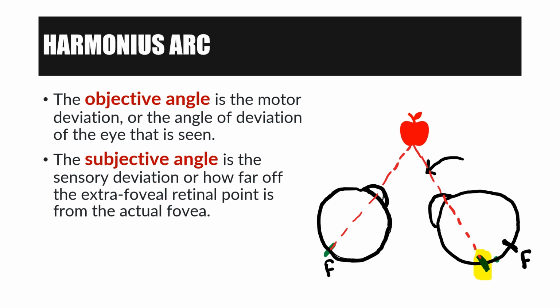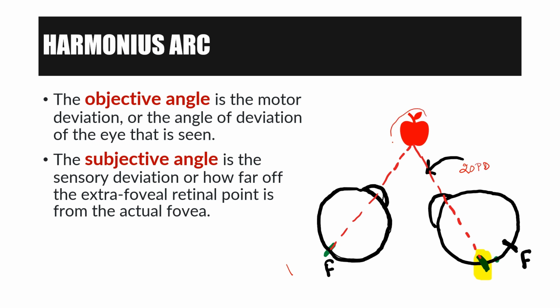Before we understand the types of abnormal retinal correspondence, it is very important to understand what is meant by the objective angle and the subjective angle. The objective angle is the motor deviation, or the angle of squint, that is seen from outside, right? Over here we can see that the right eye is deviated inwards, and therefore the objective angle is what you're going to measure with your prisms, right? Suppose the objective angle here is about 20 prism diopters, okay?